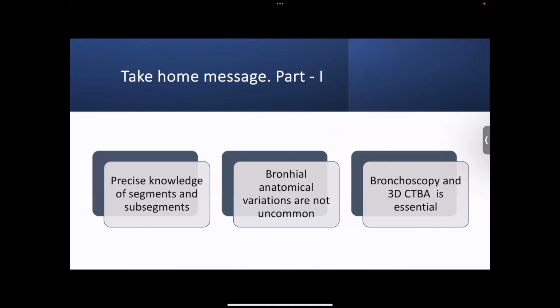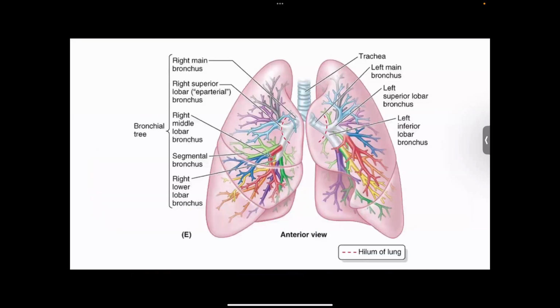So my take-home message for the first part of my webinar will be that we have to have precise knowledge of segments and subsegments. Bronchial anatomical variations are not uncommon, and bronchoscopy and 3D CT bronchography and angiography are very much essential for that.